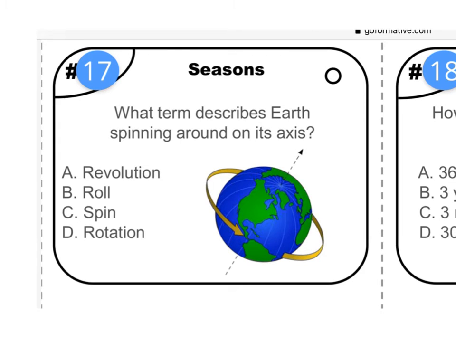17. What term describes the Earth spinning around on the axis? Revolution, roll, spin, or rotation? And the answer is rotation.